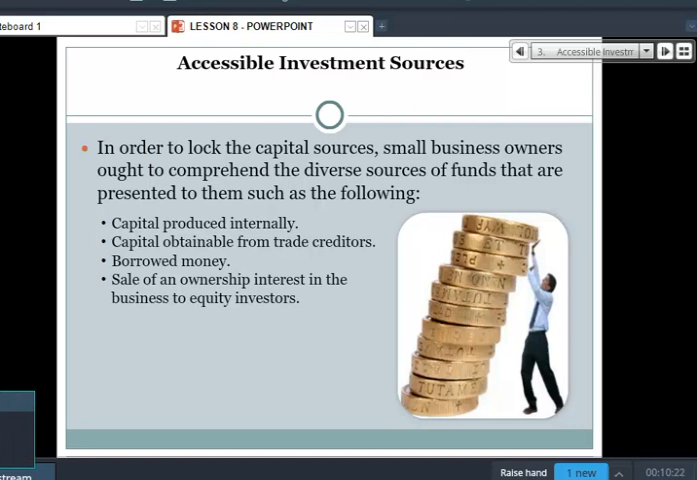Borrowed money: you can still borrow money from your friends, from family, from any creditors or debtors who might contribute to your investment, but it's somehow risky. And you need to let people be involved with your investment, or you need to sell the ownership interest in the business to equity investors. So here you need to sell, or let people be involved in your business by giving them a part or a portion of your funds or profits.